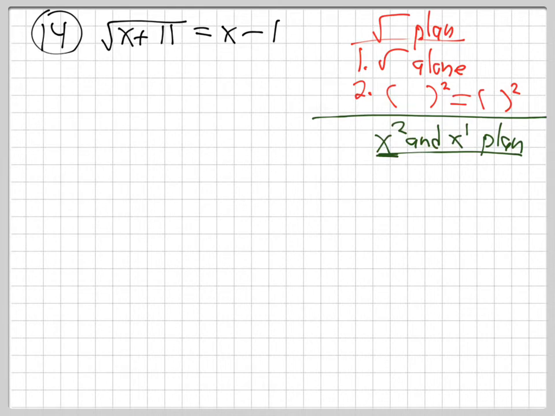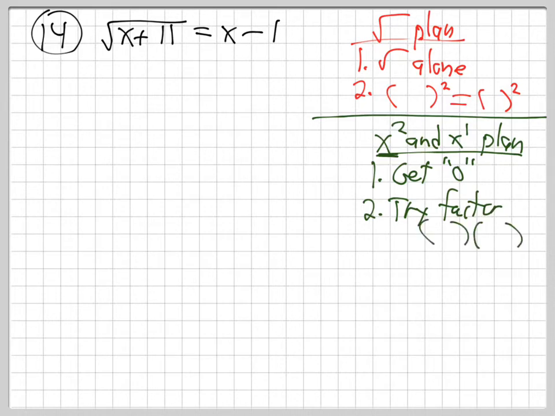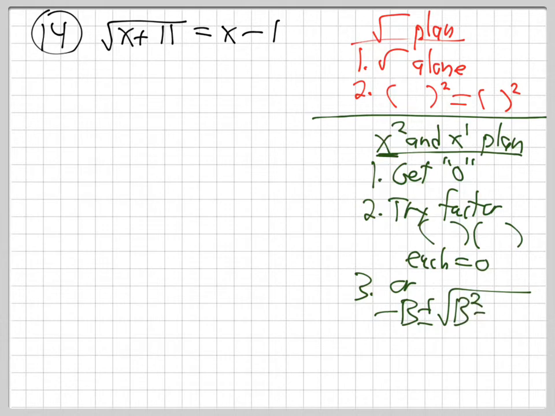What did we do in the whole last night's homework? When we see x squared and x to the first, what do we do first? Get a 0. First we get a 0, and then we can try to factor, if you want, with 2 parentheses, and each one equals 0, or you can do negative b plus or minus the square root of b squared minus 4ac, over 2a. All right, you guys have been practicing this.